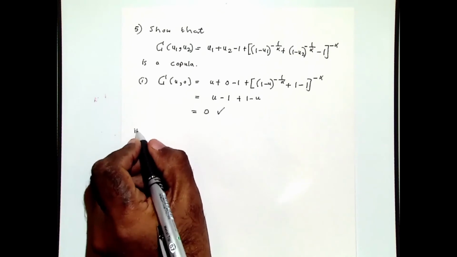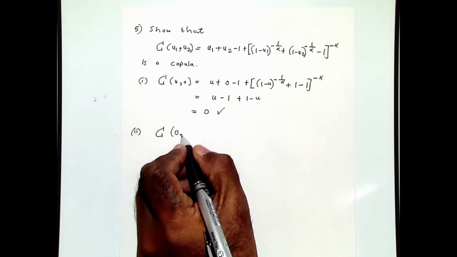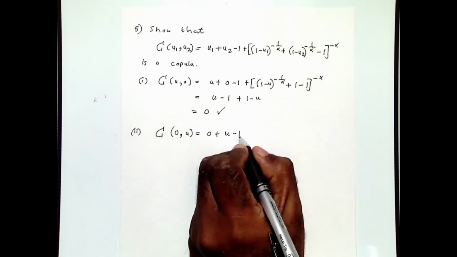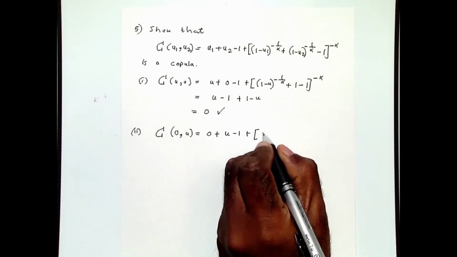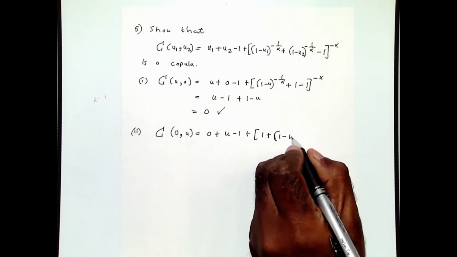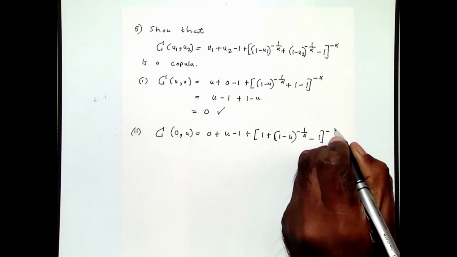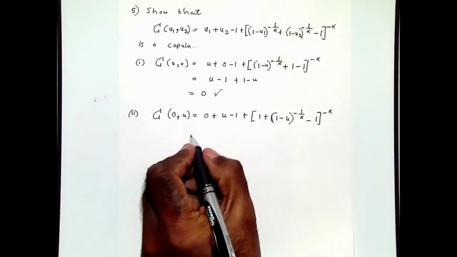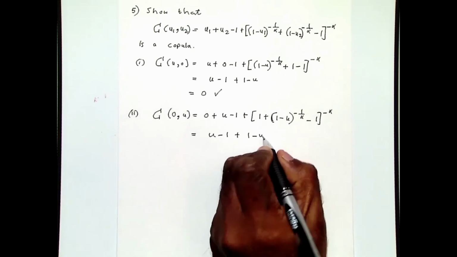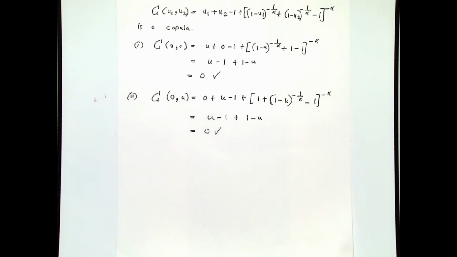Condition 2 is C of 0 comma u. You put it in and it becomes 0 plus u minus 1 plus 1 minus u, like this. Okay, so this becomes u minus 1 plus 1 minus u, which is 0. So condition 2 is also satisfied.